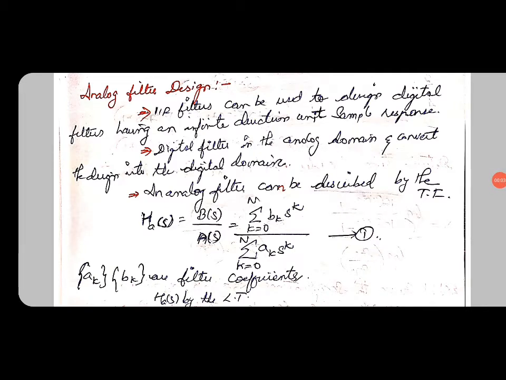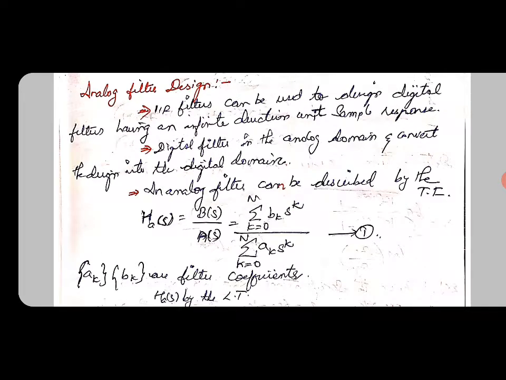In the previous video, we have seen about IIR and the different methods of realizing IIR filters, which is direct form 1 and 2, cascade and parallel transversal structure. In this video we can see about analog filter design.